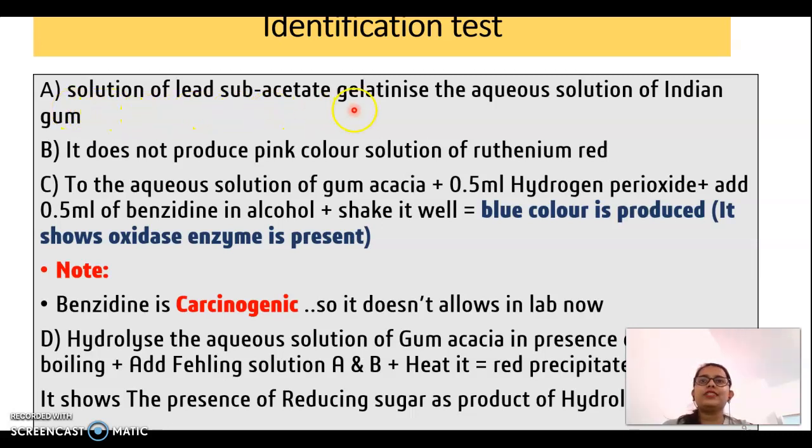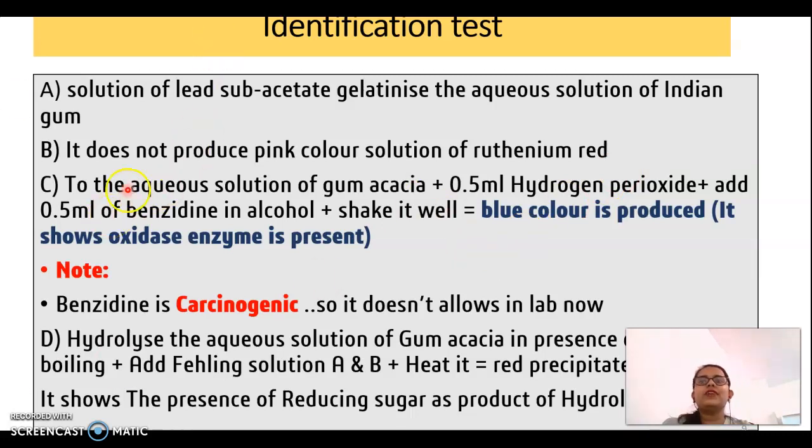Solution of lead subacetate gelatinizes the aqueous solution of Indian gum. If you take the Acacia gum solution in a beaker and add lead subacetate into that solution, it will gelatinize it, and a mucilage solution is prepared. That helps identify that our acacia is pure and it is Indian acacia. It does not produce a pink color solution with ruthenium red. If you do the reaction with ruthenium red, it doesn't give you the pink color.